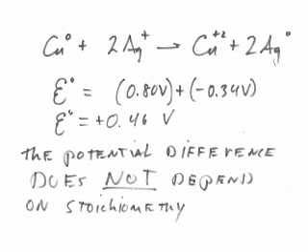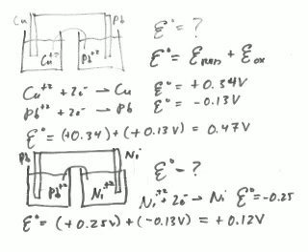And so no, the cell potential does not depend on the stoichiometry. It's simply a difference in desire for the ions and the atoms to gain or lose the electrons. It doesn't matter how many they are doing.